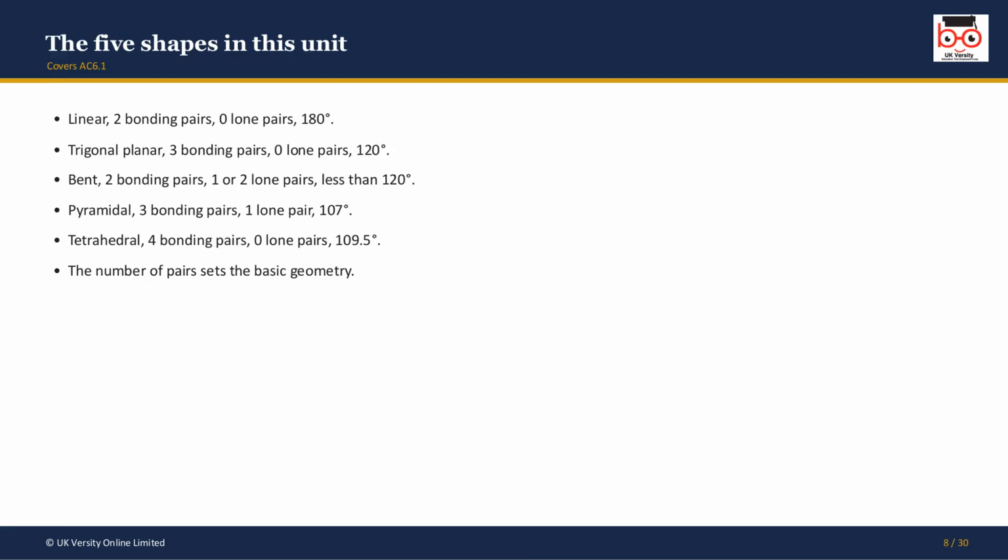Linear, 2 bonding pairs, no lone pairs, 180 degrees. Trigonal planar, 3 bonding pairs, no lone pairs, 120 degrees. Bent, 2 bonding pairs with 1 or 2 lone pairs, less than 120 degrees. Pyramidal, 3 bonding pairs, 1 lone pair, 107 degrees. And tetrahedral, 4 bonding pairs, no lone pairs, 109.5 degrees. The number of pairs sets the basic geometry.